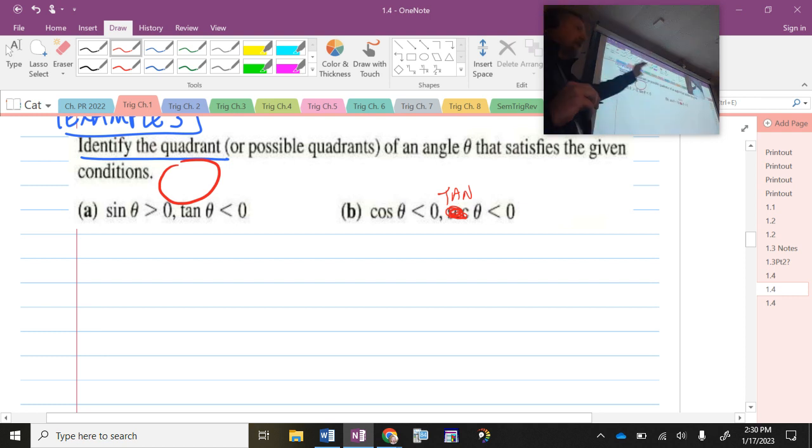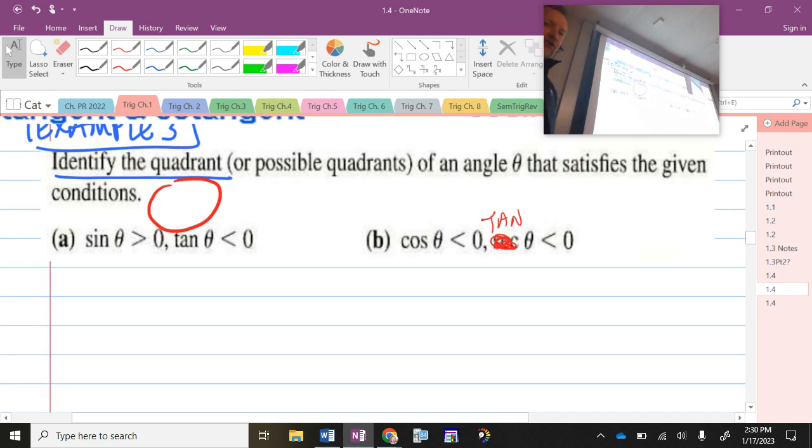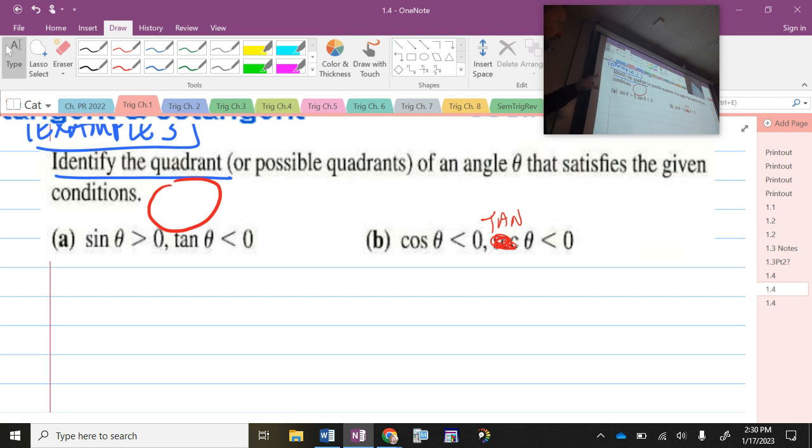Worded exactly the same way, but I'm letting you have the directions here first. Identify the quadrants or possible quadrants of an angle theta that satisfies the given conditions. Again, students don't get this because they don't understand well enough. You sine an angle measure, and the answer is a ratio of sides. So does tangent of theta represent a ratio of sides. You tan an angle, and it ends up being a ratio of sides. So what ratios would satisfy these conditions in the given quadrants?